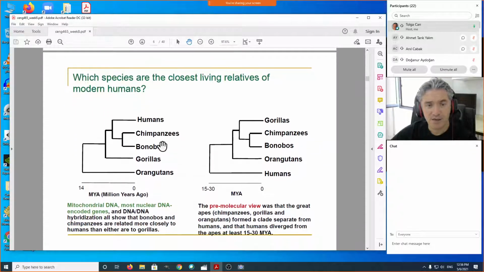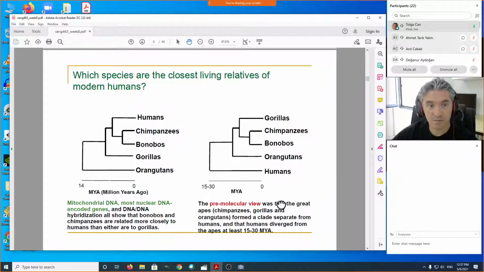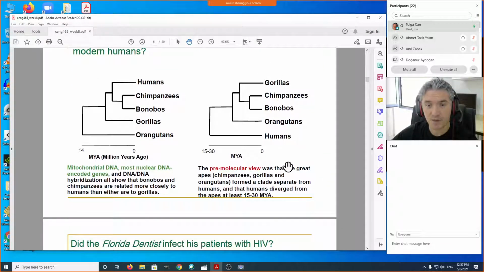And here, the closest living relatives of modern humans, and genetically, if you look at the mitochondrial, this was the pre-molecular view, where humans were thought to be outliers in this list of organisms. The great apes here, chimpanzees, gorillas, and orangutans, were clustered together, and it was thought that 15 to 30 million years ago we evolved from the same common ancestor.